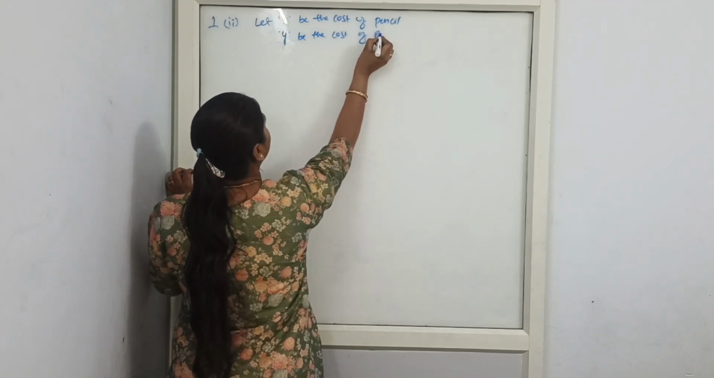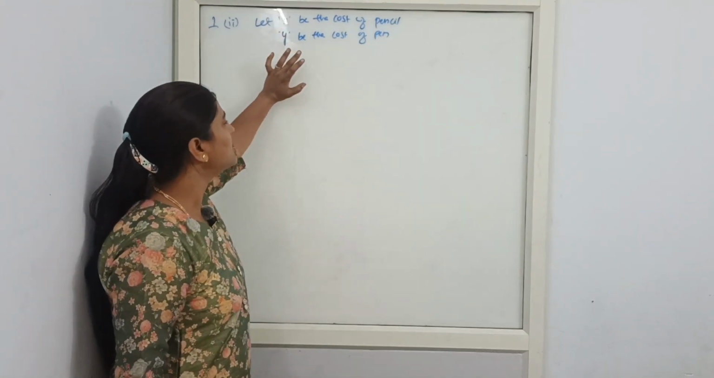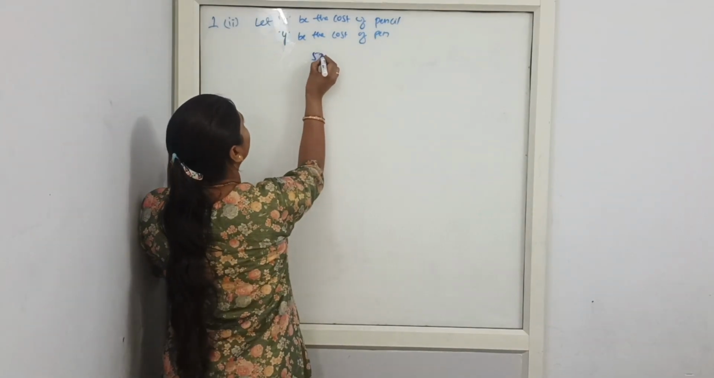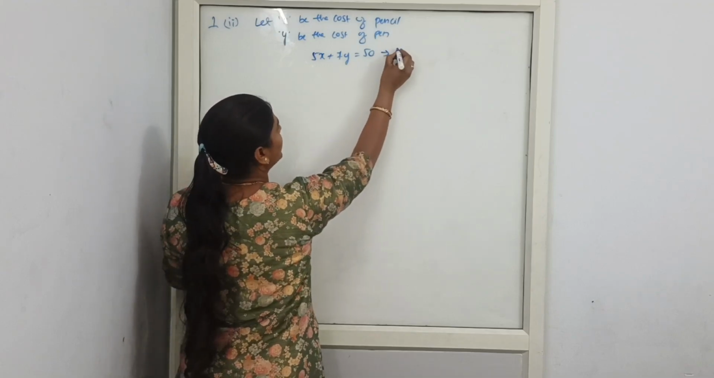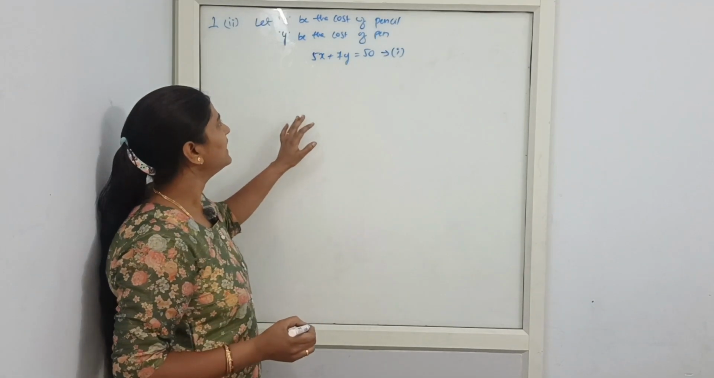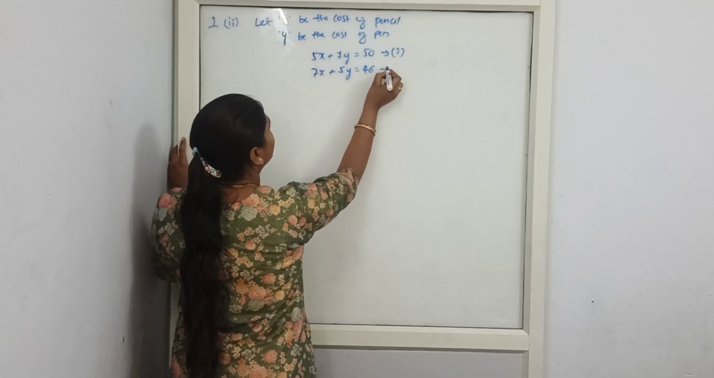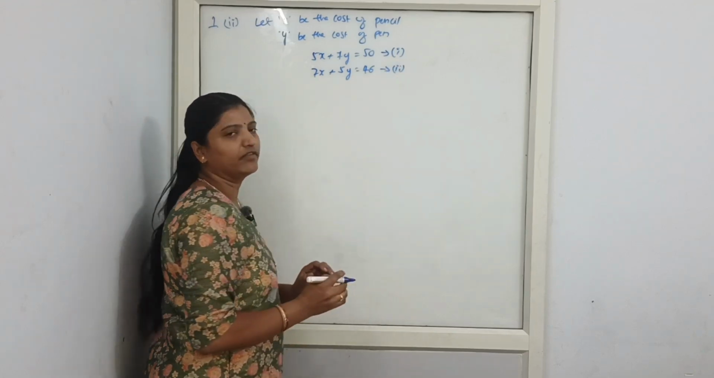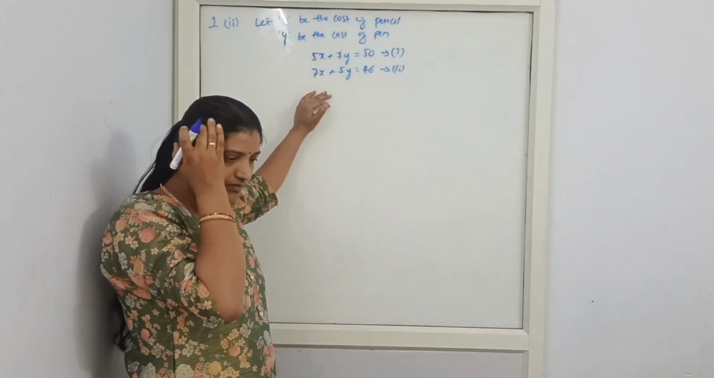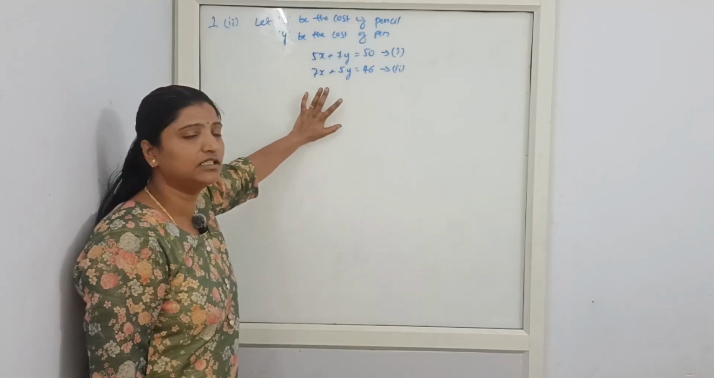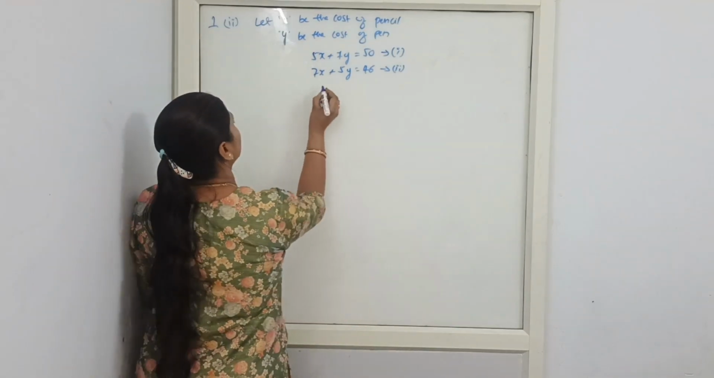cost of pen. Okay, and they are telling the cost of 5 pencils and 7 pens is 50. Correct, as statement 1 or equation 1. And next they are telling 7 pencils and 5 pens are rupees 46. Correct, as equation 2. Okay. Now we need to find out the values of x and y. Okay. Then we need to represent on a graph. Let us start with the first one.